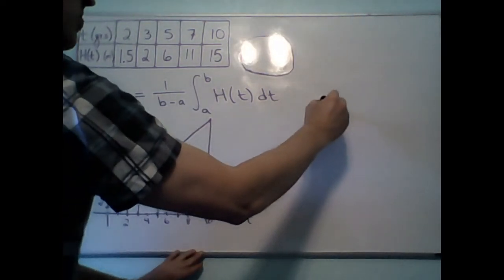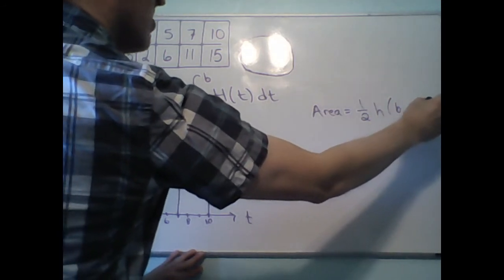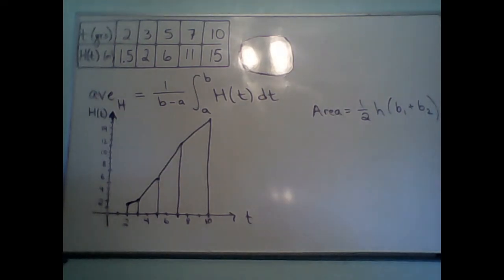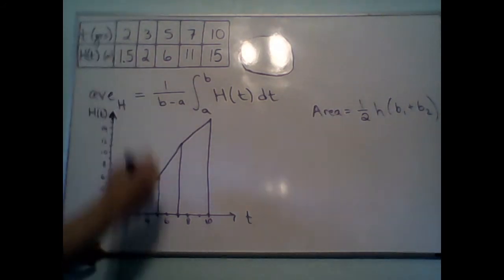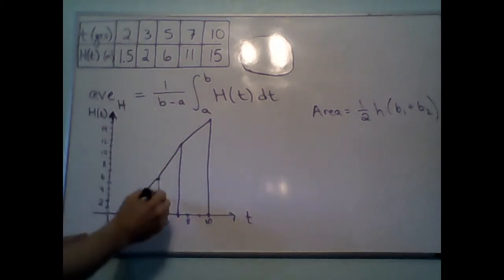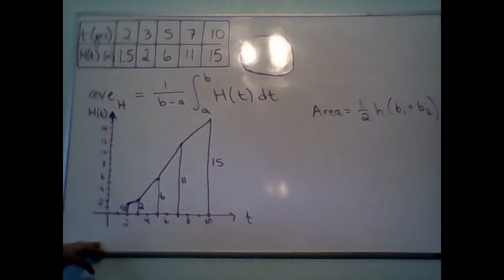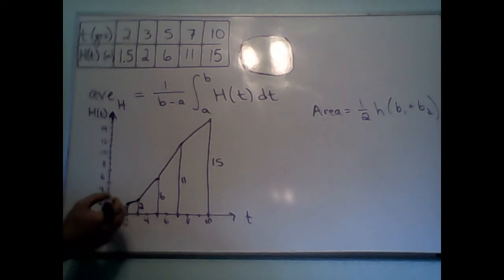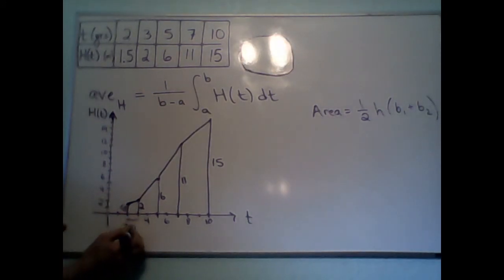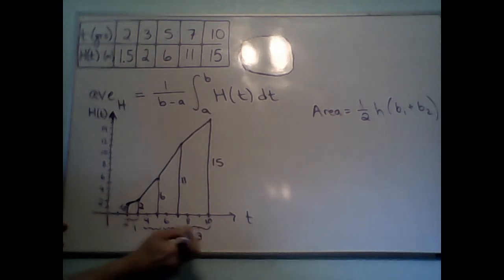In general, the area of a trapezoid is 1/2 times the height times base 1 plus base 2. In this case, the bases, which are the 2 parallel sides, are vertical, so I'll just label each base with its own height. This is 1.5. Sorry for the small writing here. 1.5. The next one is a height of 2. This is a height of 6. This is a height of 11. And this is a height of 15. Those are the bases, respectively. And then the heights are, confusingly, the horizontal distances here. So the height here is this distance, which is 1. This one is 2. This is 2. And this one is 3.